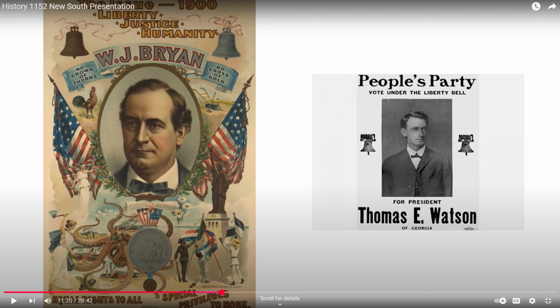People like William Jennings Bryan were important populist politicians. Bryan actually eventually became the Democratic Party's chosen candidate in the 1900 election. He lost. There were other candidates like Tom Watson as well. Tom Watson was from Georgia, and he attempted to galvanize poor whites and African Americans together into the populist movement. And unfortunately, populism largely failed in the South.